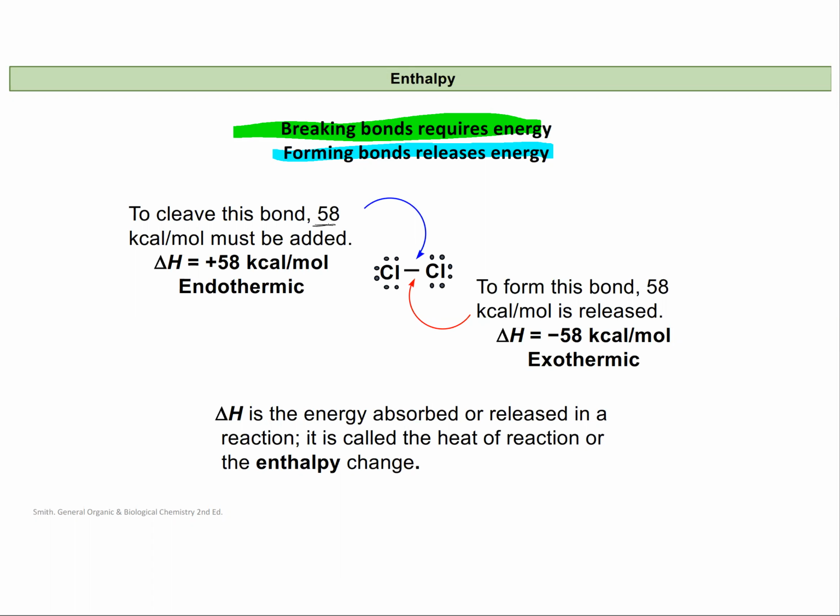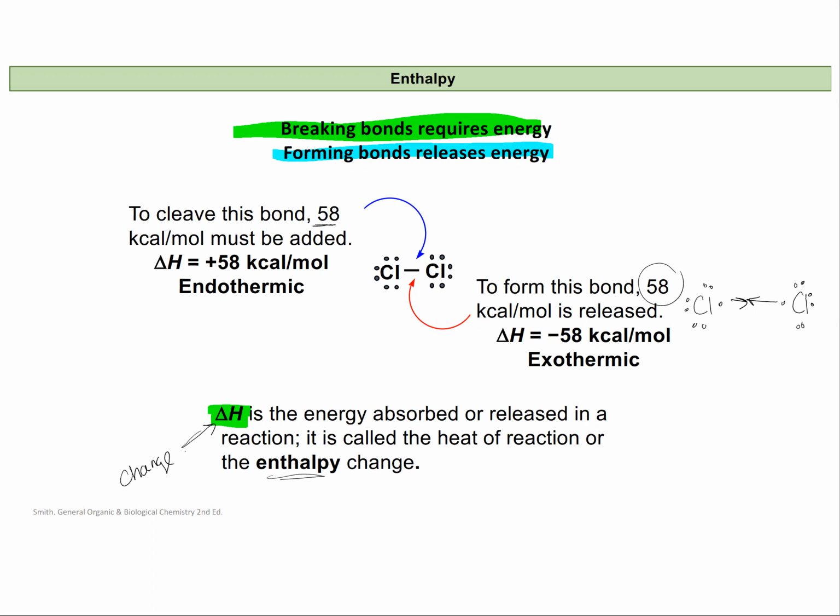Now, if we have two separate chlorine atoms and we're bringing them together and hoping they form a bond, then when that bond forms, so these are coming together this time, it's actually going to release 58 kilocalories of energy. And so we'll describe this energy being absorbed and released as enthalpy. And enthalpy is going to be abbreviated with this fun variable, delta H. And that delta symbol, again, the triangle means change.